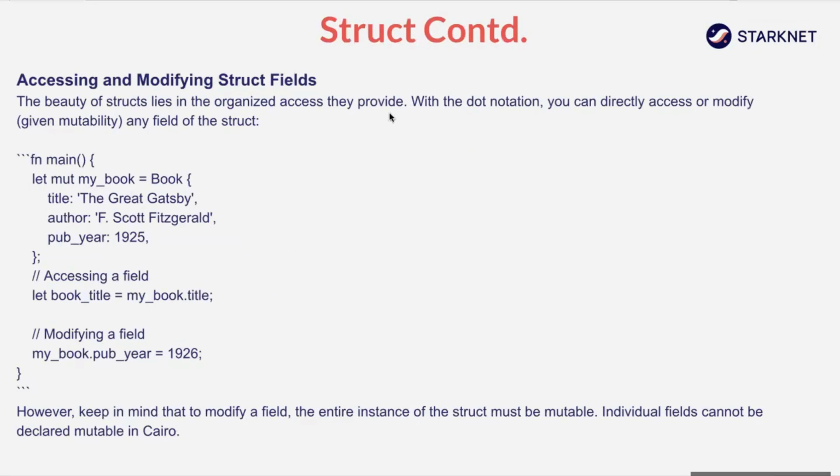So accessing and modifying struct fields. You use the dot notation to access the struct. Say you want to access it after the book struct has been copied into my book. You can access it using dot notation. So you call my_book.title, then you get the title. Same for the publication year. So that's how accessing struct works.